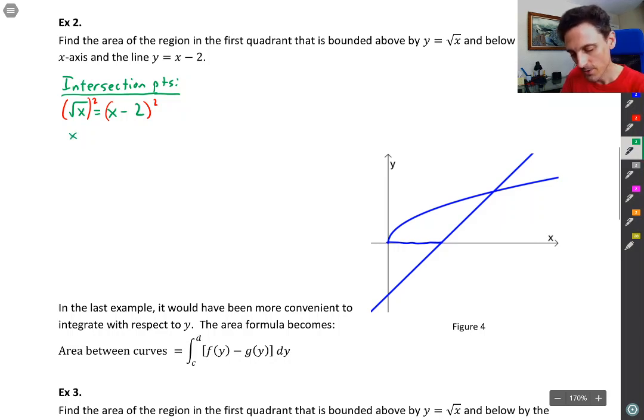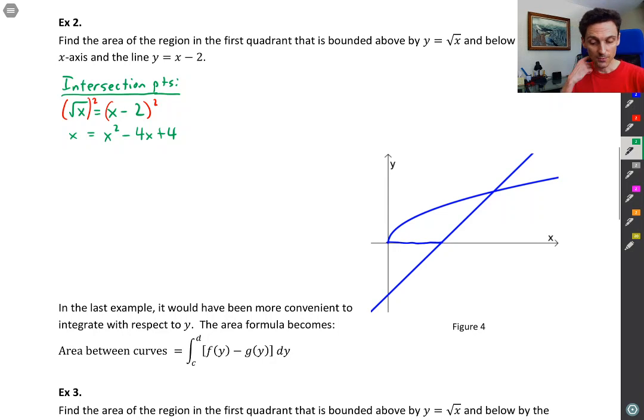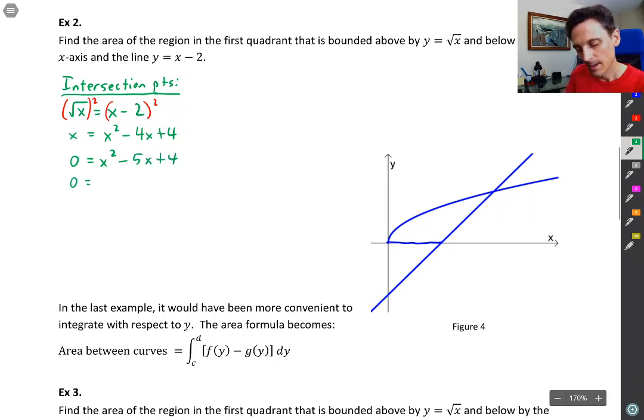Just square it away. Now when we square this binomial, remember that there's a middle term. That's often forgotten, so it's x squared minus 4x plus 4. So not just x squared minus 4 or x squared plus 4 or anything like that. There's a middle term. And then we'll take that x, slide it over to the right, subtract it to the right, and now we can factor. Looks like 1 and 4 will do the trick. So we have x equals 1, x equals 4.